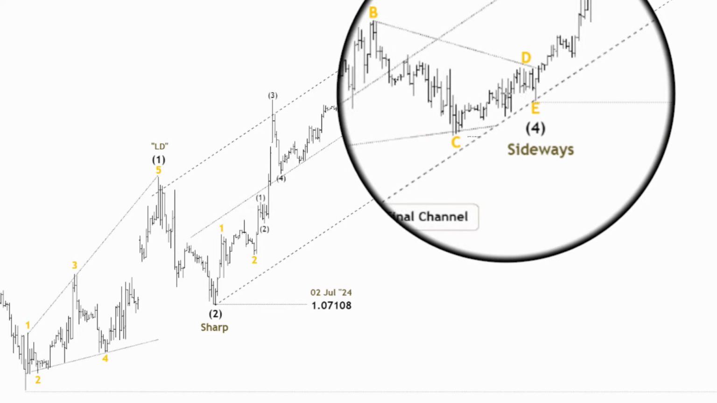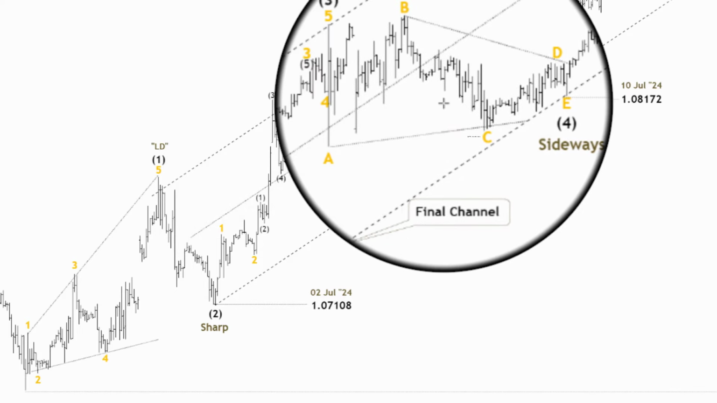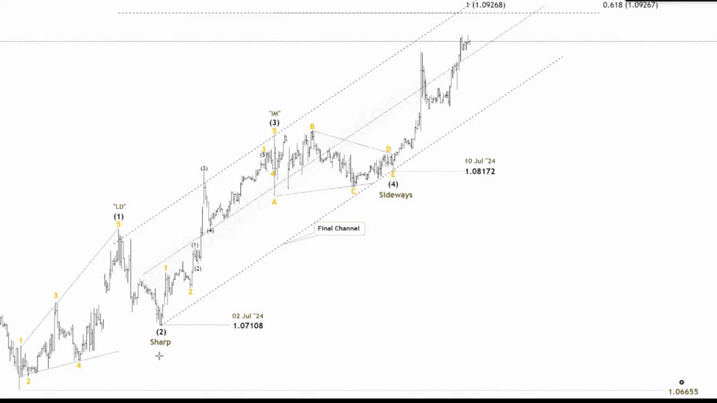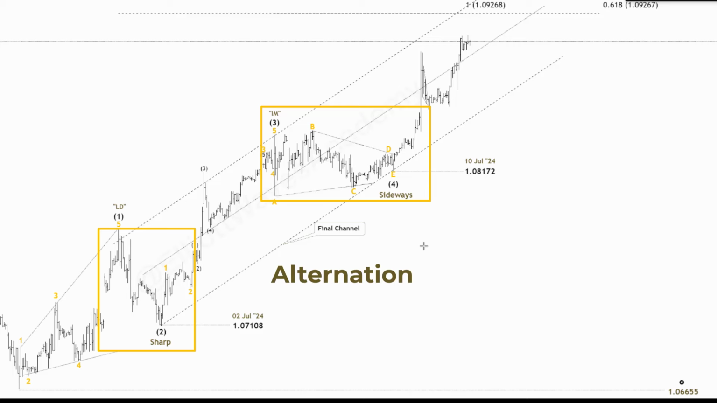3, a sideways corrective shape which can be a running triangle pattern as a wave 4, with alternation between wave 2 and 4. That's what usually happens between wave 2 and 4 of an impulse wave specifically, not diagonals, because with diagonals we don't expect any sort of alternation between wave 2 and 4. Wave 2 and 4 of a diagonal, whether it is leading or ending, are usually one of the forms of zigzags.